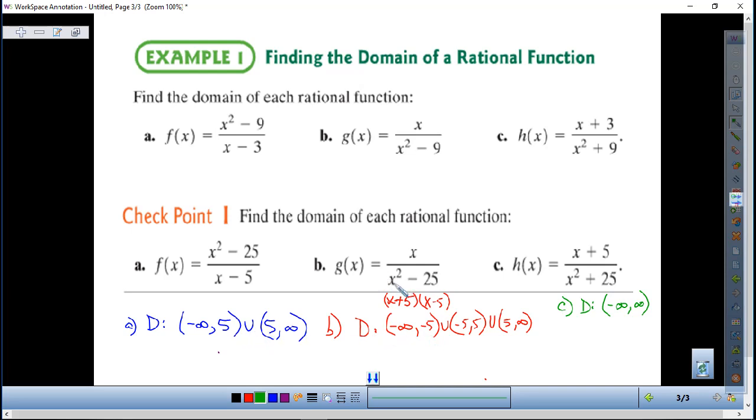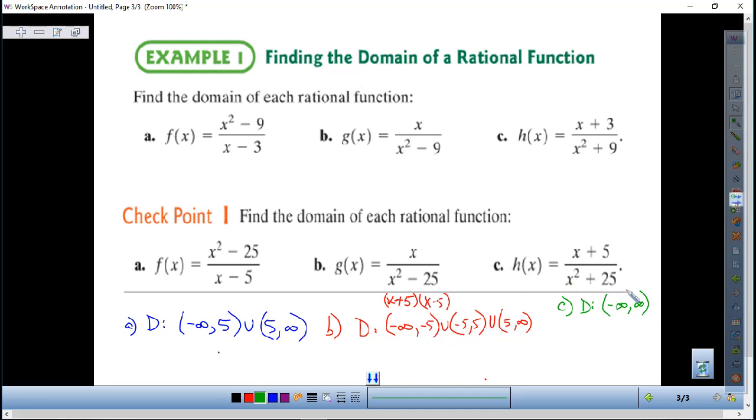For B, when we factor our denominator, we're going to have x plus 5, x minus 5, so negative 5 would make this 0, positive 5 would make that 0. Those are our 2 excluded values. So our interval notation for that would be negative infinity to negative 5, union with negative 5 to 5, union with 5 to infinity. Remember, parentheses means we're excluding negative 5, we're excluding positive 5.